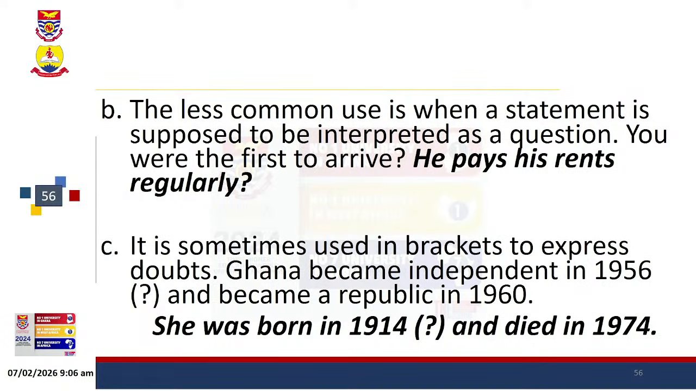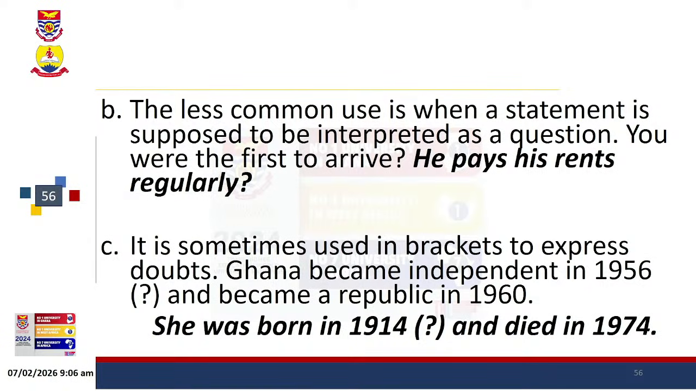The other use is sometimes in brackets to express doubts. Ghana became independent in 1956, and you are not sure. So you put into brackets a question mark just after 1956 to indicate to your reader that you are not so sure about the date you have stated. So: Ghana became independent in 1956 (?), and became a republic in 1960.